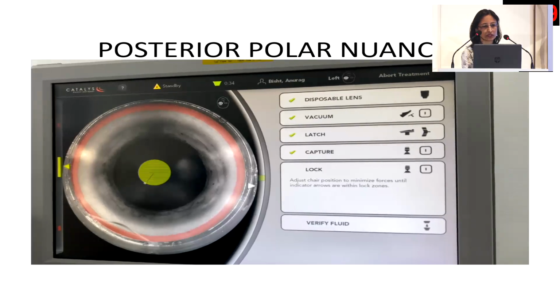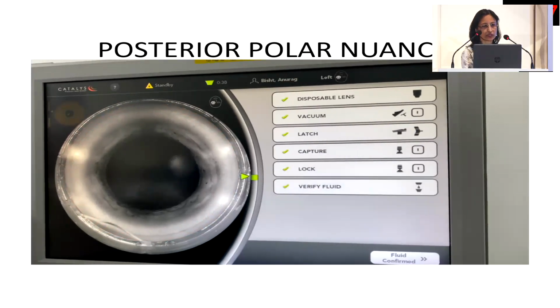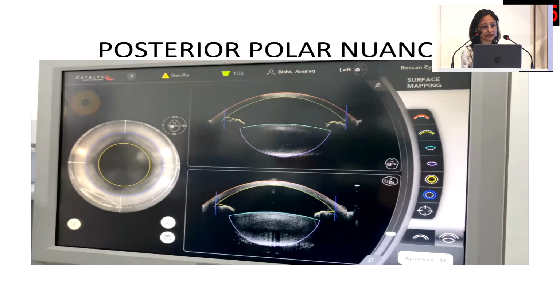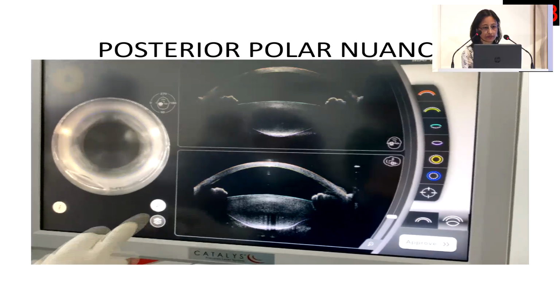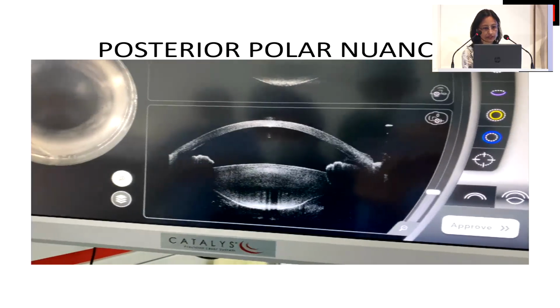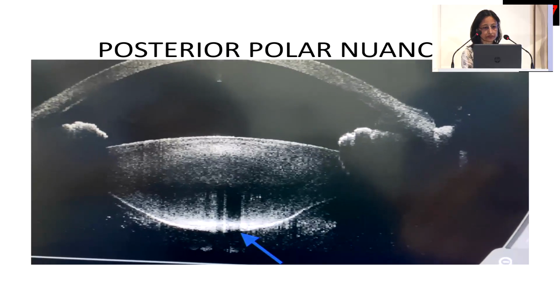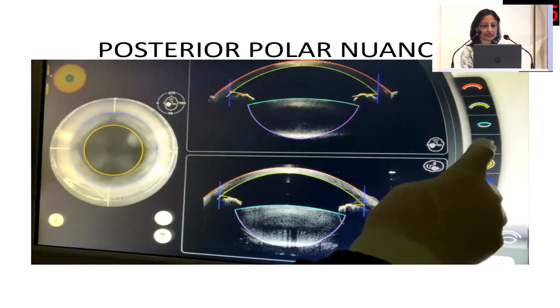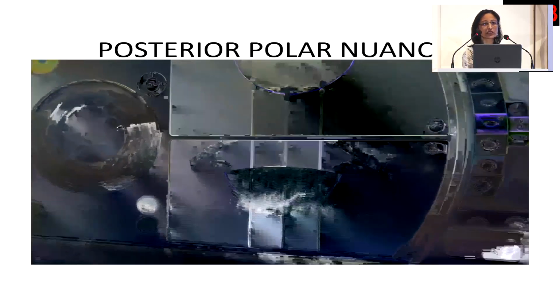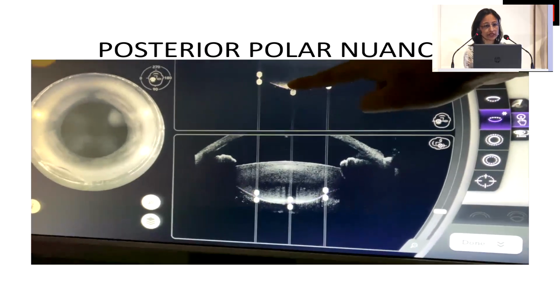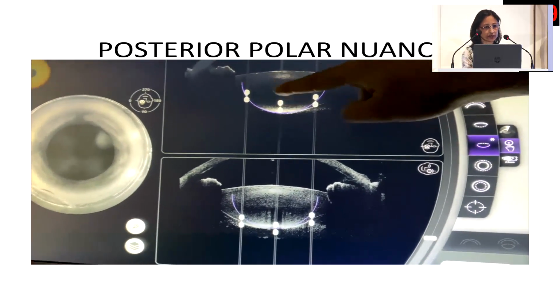It was visible on the slit lamp examination only. So we took up the patient for femto laser. You can see that in the femto image itself, it's very clearly visible that there is disruption of the posterior capsule. So what we can do in these cases is increase the offset, which means we can decrease the area of lens fragmentation.